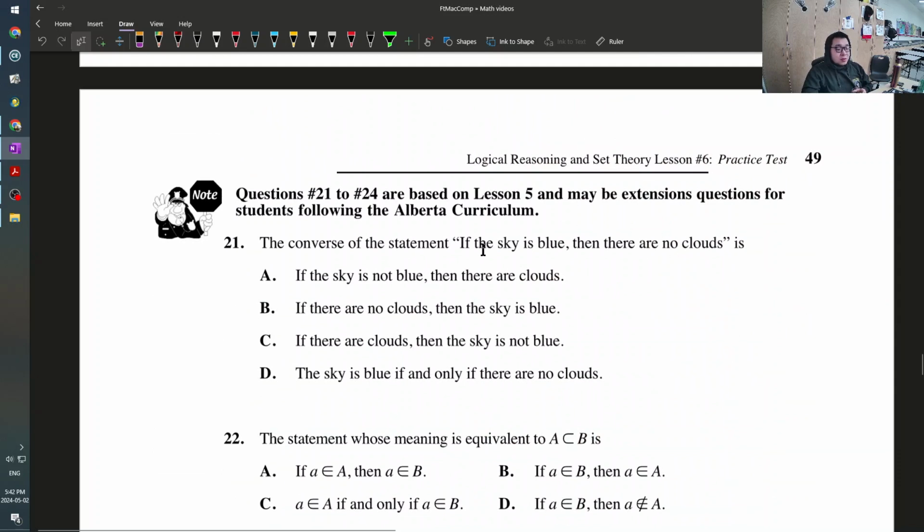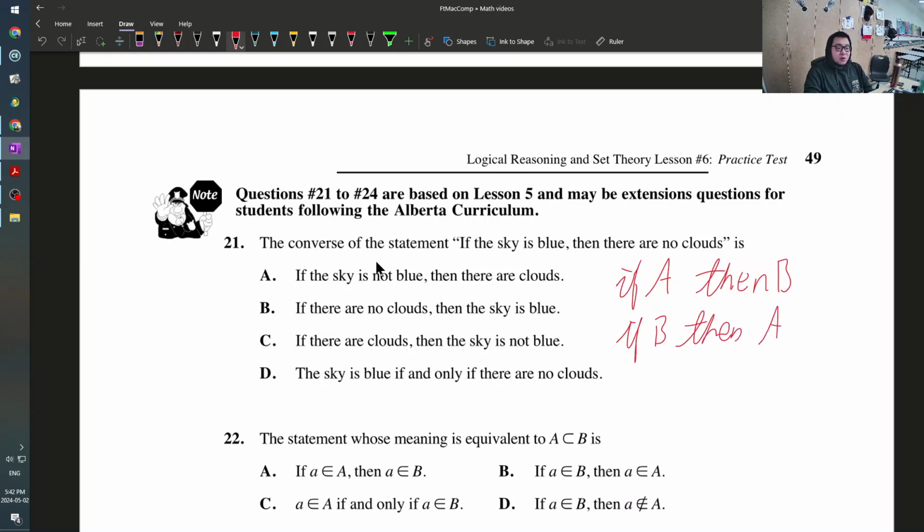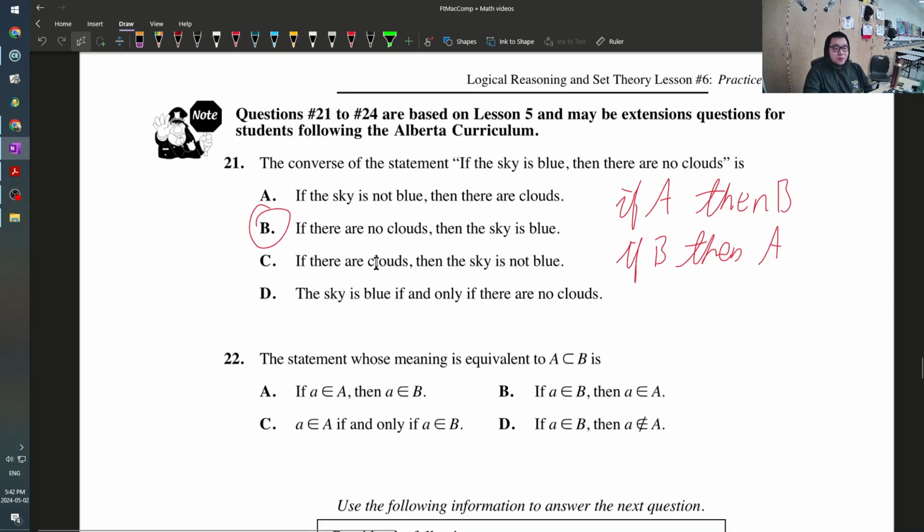The converse of the statement, if the sky is blue, then there are no clouds. So what is the converse of this? If A, then B. The converse is if B, then A. So if there are no clouds, then the sky is blue. 21 is B.